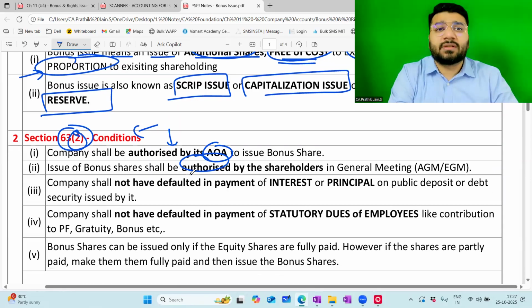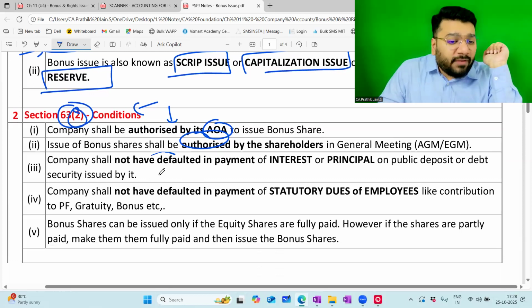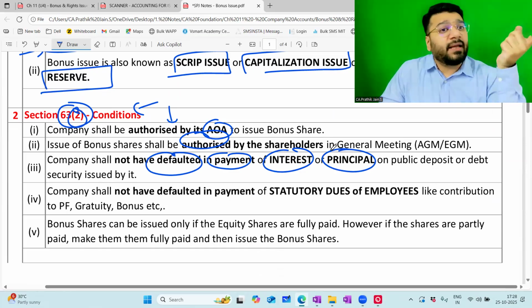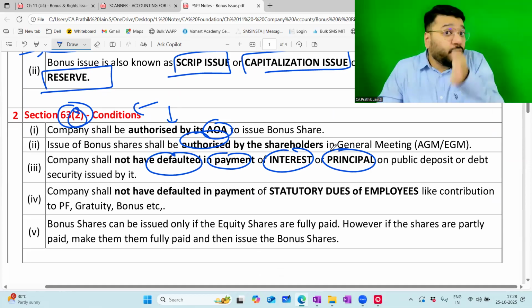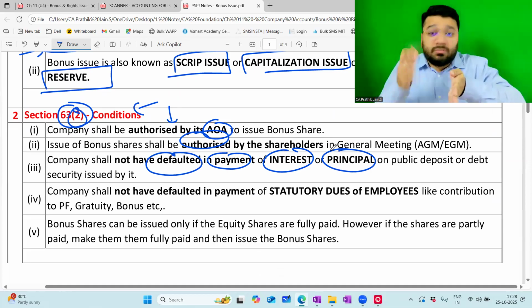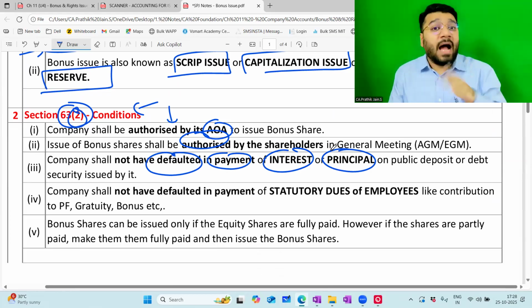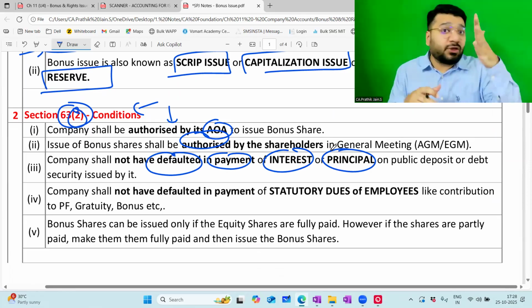Authorized by shareholders. Next, two things must not be defaulted. You should not have defaulted on the payment of interest or principal or both. Means what? The amount is due for payment. Interest is due but not paid, or principal is due for payment but not paid. Due means I have to pay the money, but I did not pay the money, which means I have defaulted. If the due date has not come, then that is not default.